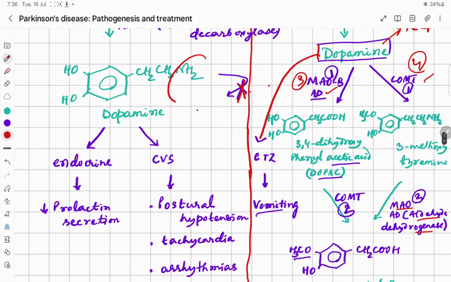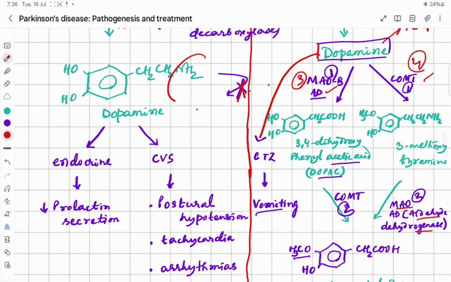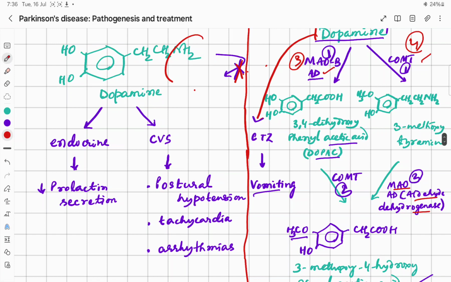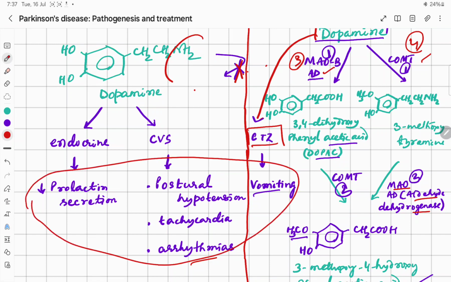Again in the periphery, dopamine produces a number of side effects. There will be mainly cardiovascular side effects like postural hypotension, tachycardia, arrhythmias, and endocrine effects like decreased prolactin secretion. And dopamine in the brain can act on the chemoreceptor trigger zone to produce vomiting. So these are the side effects associated when there is a high dopamine level.